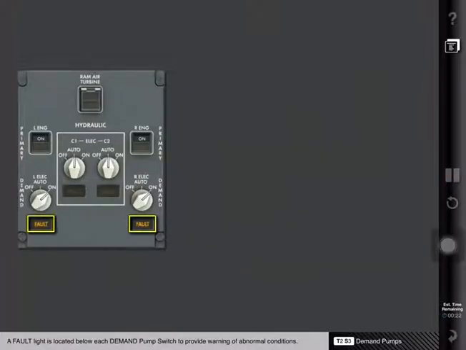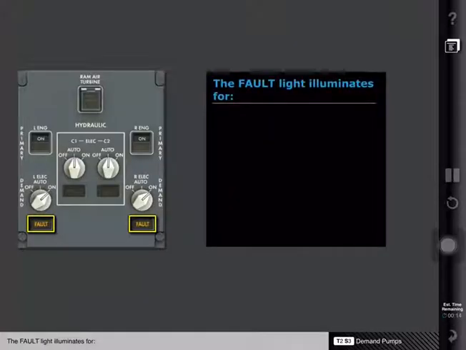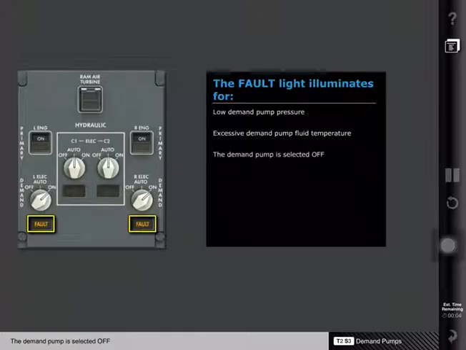A fault light is located below each demand pump switch to provide warning of abnormal conditions. The fault light illuminates for low demand pump pressure, excessive demand pump fluid temperature, or the demand pump is selected off.